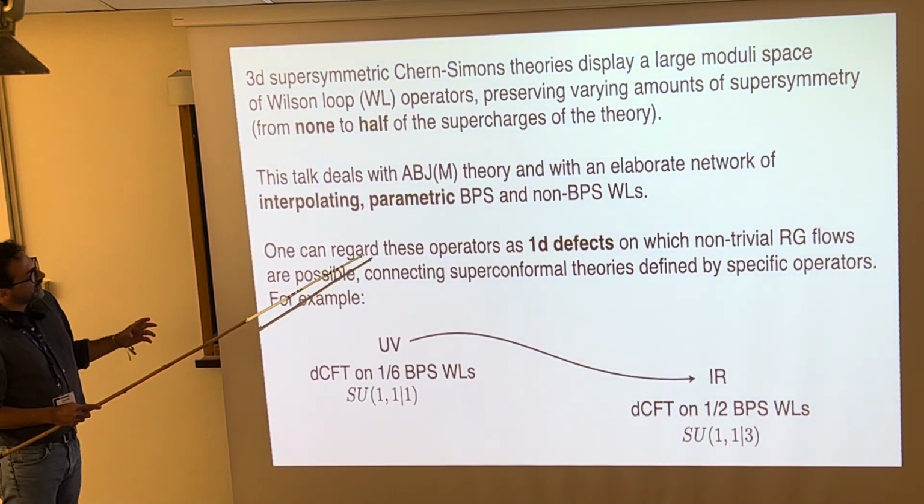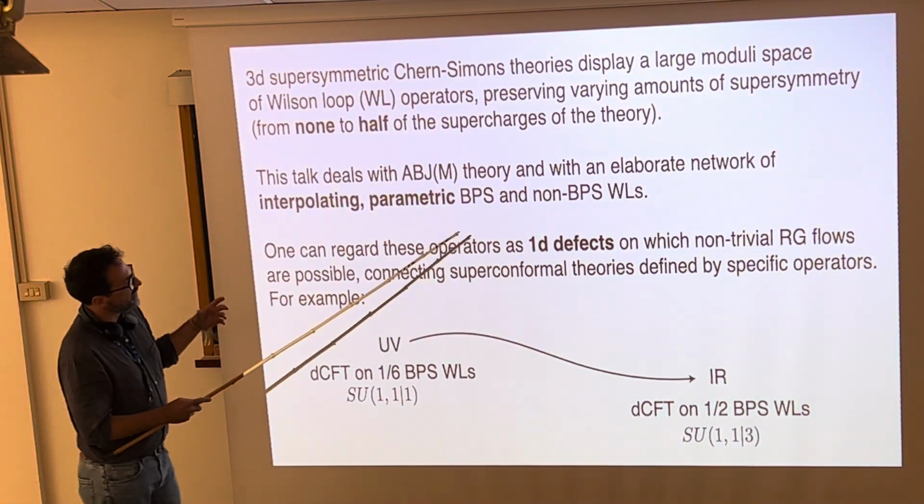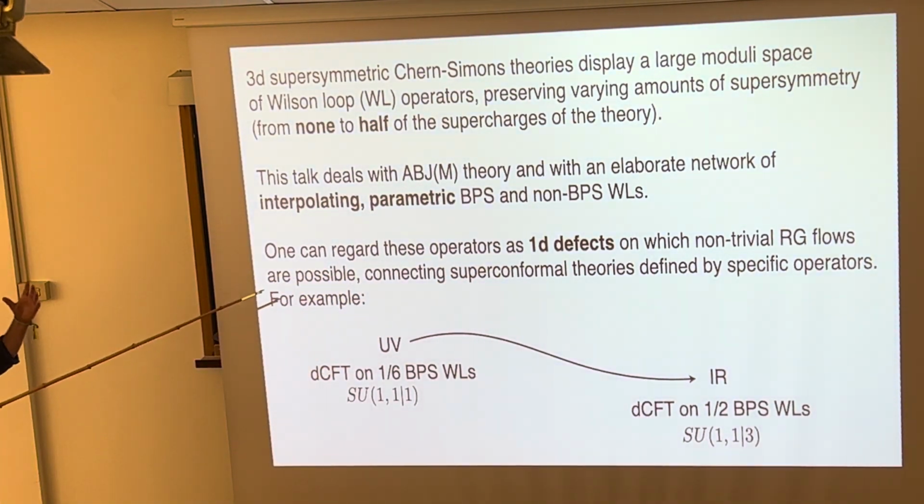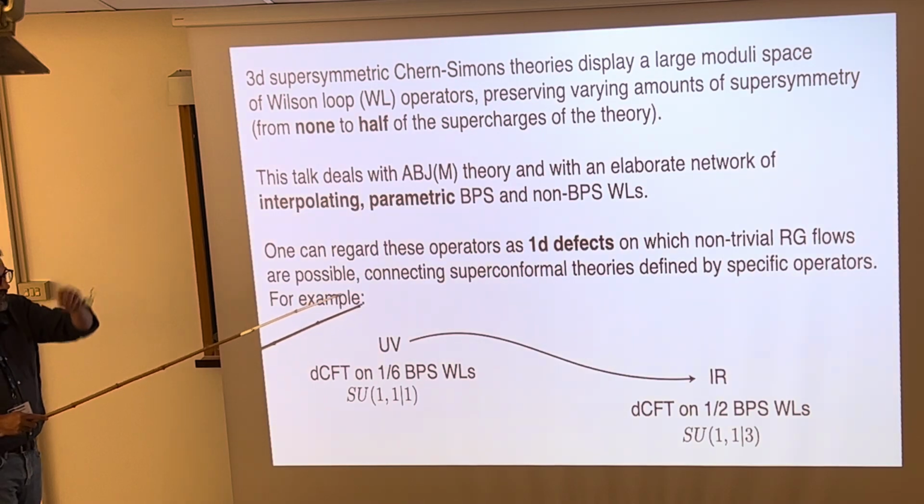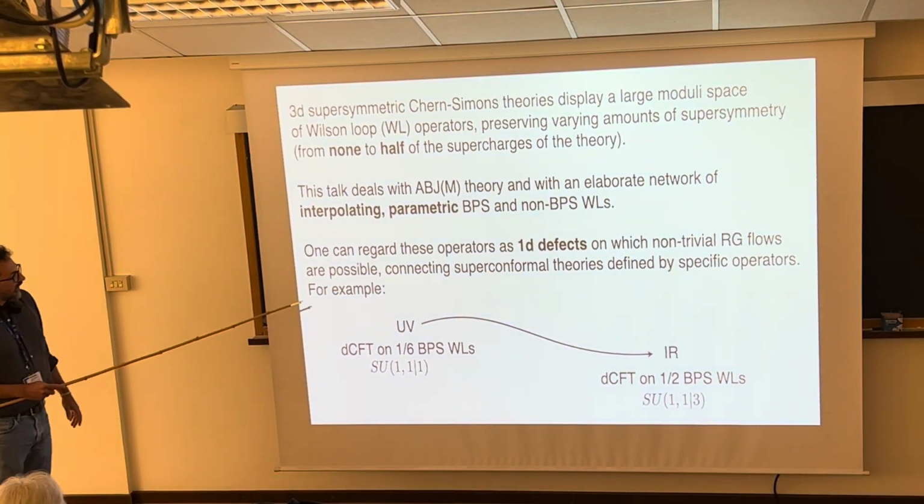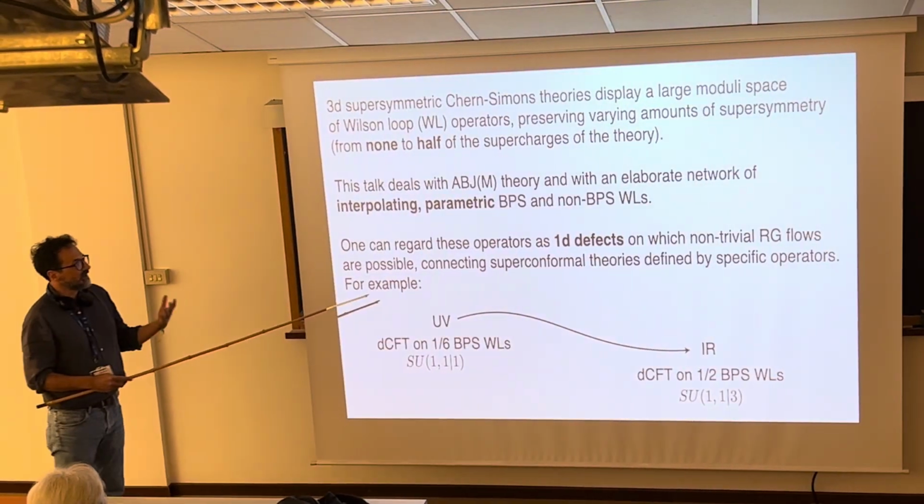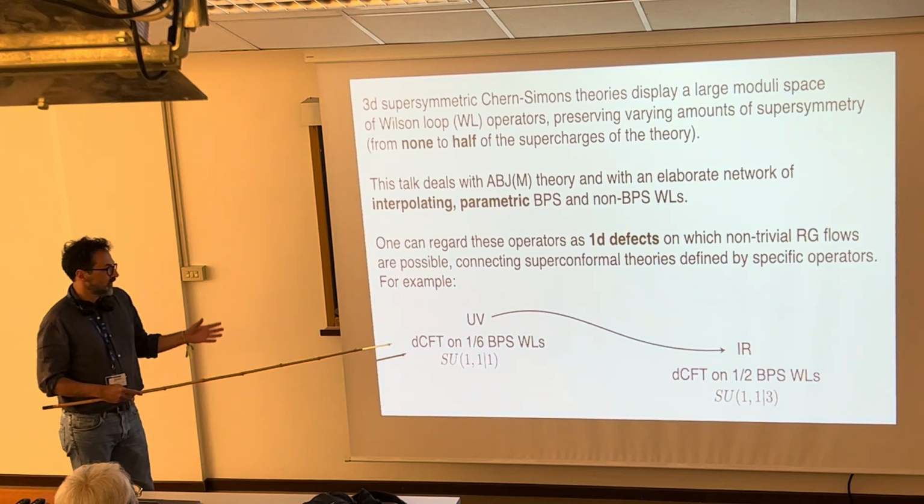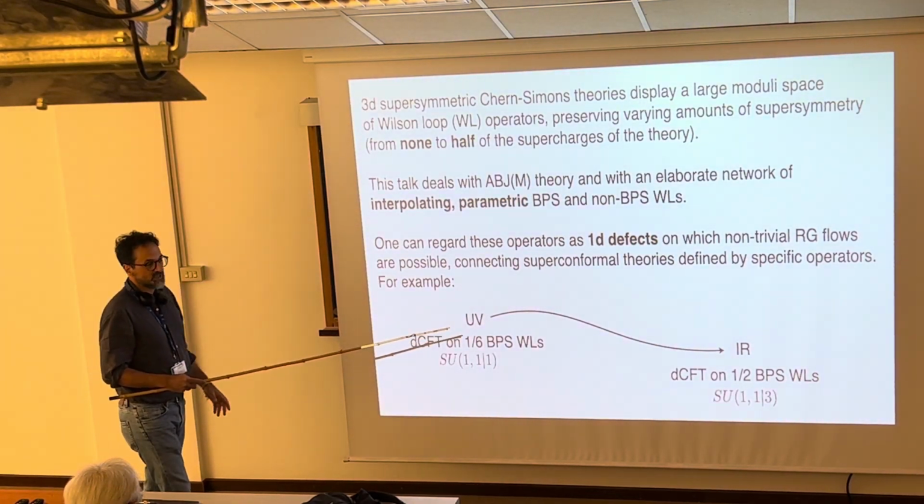And I'm going to show that there is an elaborate network of interpolating parametric BPS and non-BPS Wilson loops that are related by various flows. And one can regard these operators as one-dimensional defects on which non-trivial RG flows are possible, connecting superconformal theories defined by specific operators.